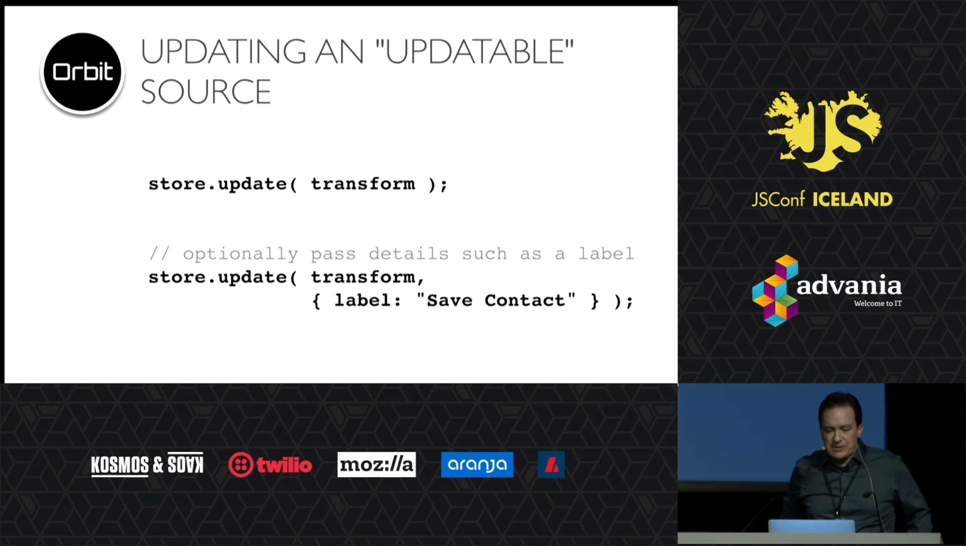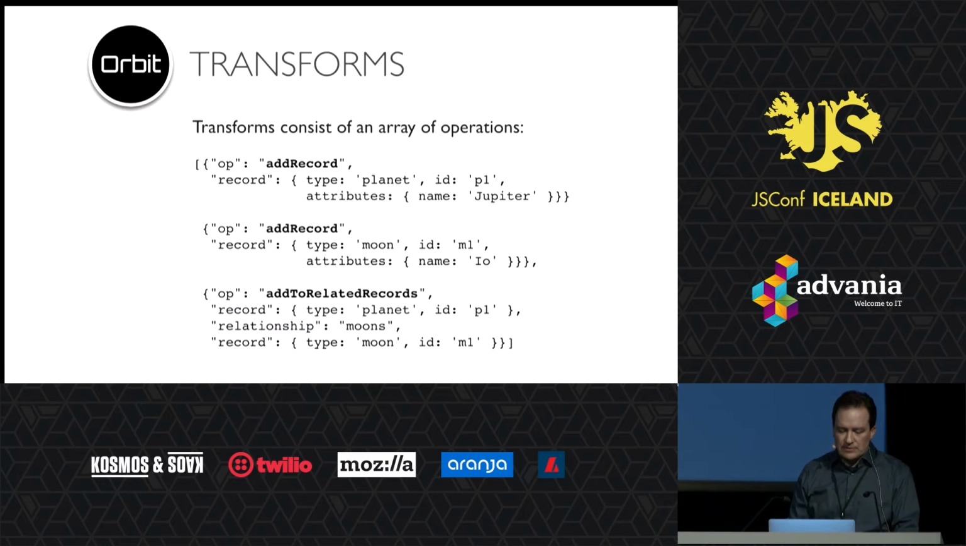basically supports a single method, update, which takes a transform, and that transform has an ID. It can be assigned a label, so you could display that label in your UI if it's queued up. You could say what went wrong, so you can attach some metadata to this transform. And transforms consist of an array of operations.